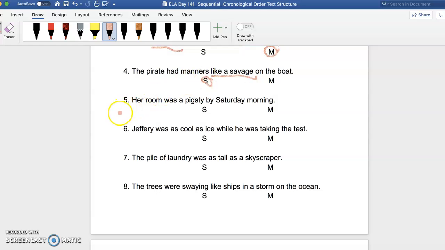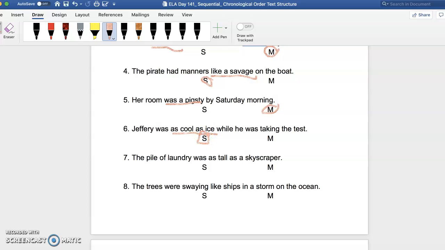Okay. Number five, her room was a pigsty by Saturday morning. So they're comparing her room to a pigsty without using like or as. This is a metaphor. Okay. Number six, Jeffrey was as cool as ice while he was taking the test. They're comparing Jeff to ice and they're using as. And so we know that this is a simile. Okay. Actually, let's do that again. That was horrible. I gotta get back good with my little pen.